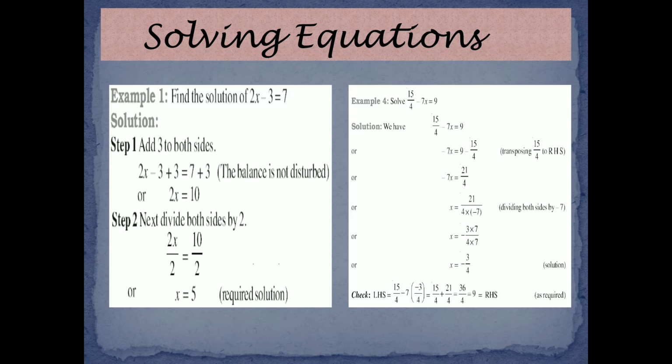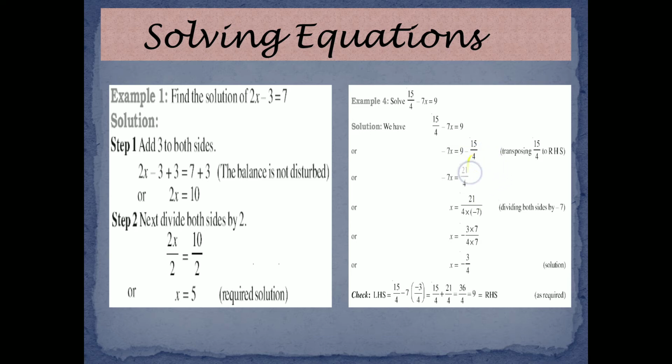Now here we need to transpose this 15 by 4 to the right hand side. Why? Because it is a constant term, and here 7x is a term with a variable, right? So we will keep constant terms on one side, that is the right hand side, and variable terms to the left hand side. So if I do so, then after transposing, 15 by 4 becomes minus 15 by 4.